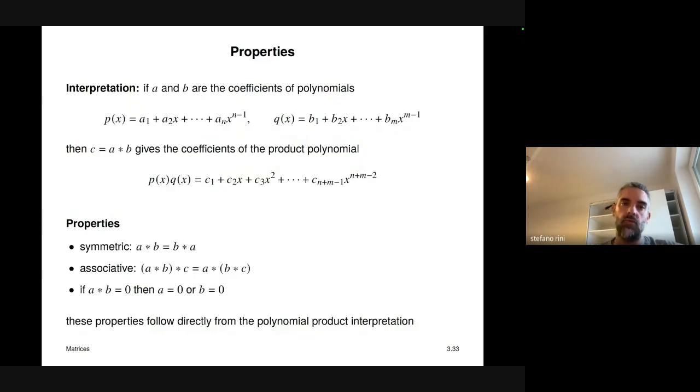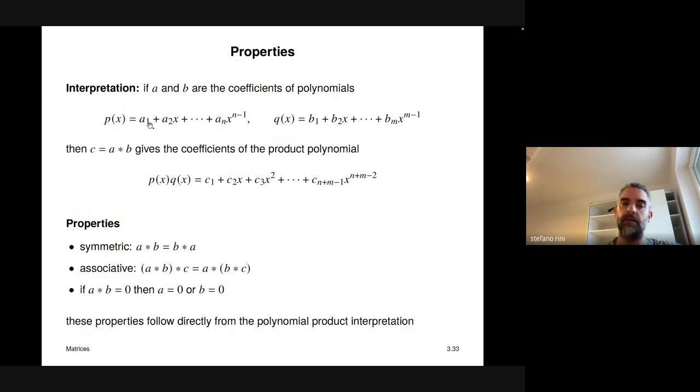Because if we have two polynomials, polynomial A and polynomial B, and you look at the product of the polynomials, which is P of x times Q of x, the product of two polynomials is again a polynomial, okay? But the coefficients of the polynomial will correspond to the convolution, okay?